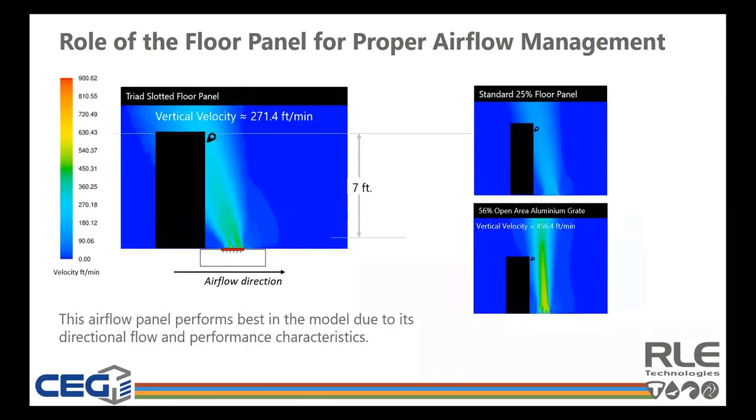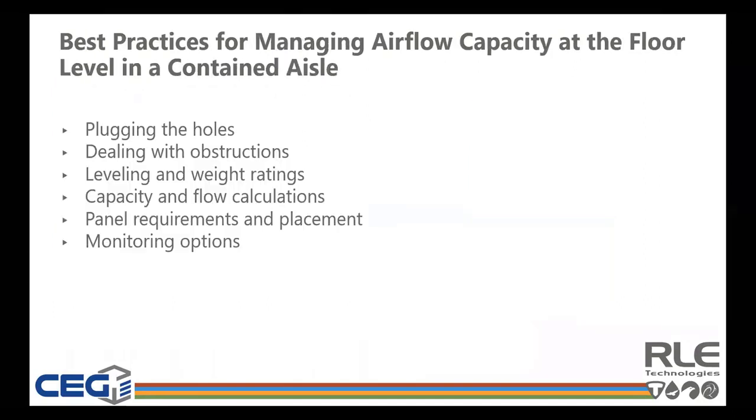Finally, this airflow panel directs more air at the rack, reducing bypass airflow and providing much more effective cooling. So it's pretty easy to see by these three CFD models that not all airflow panels are created equally or provide the same amount of cooling or directed airflow. Now I'm going to hand it back to Rob, who's going to identify some of the best practices for managing airflow capacity in a contained aisle.